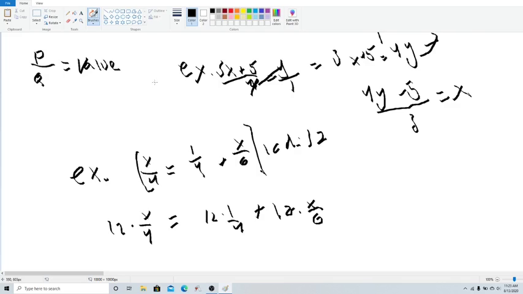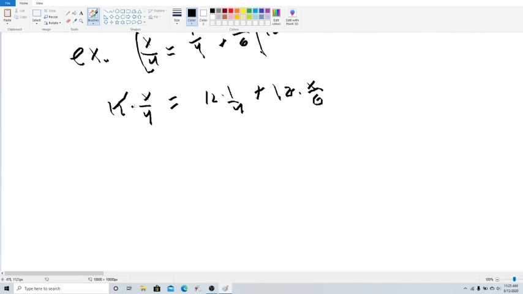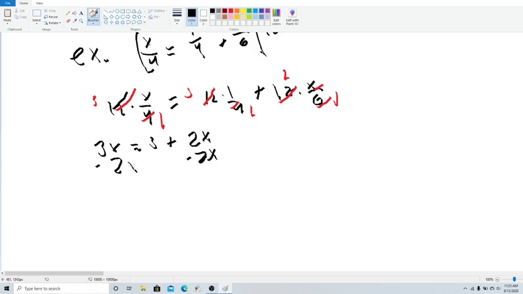Simplify this down. This becomes 3, that becomes 1. This becomes 3, that becomes 1. This becomes 2, and that becomes 1. So we have 3x is equal to 3 plus 2x. Then we're just going to subtract 2x from both sides, leaving us with x is equal to 3.